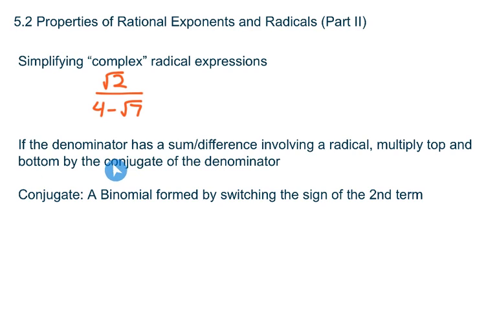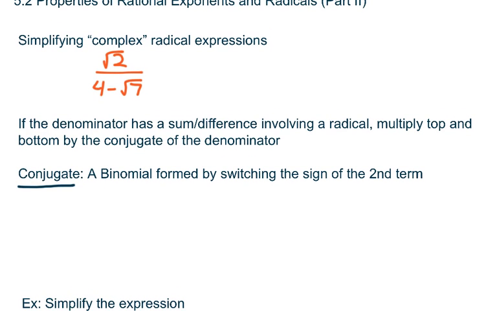So that's what this little note right here says. If the denominator has a sum or difference involving a radical, and that would be what this is, what we're going to do is multiply the top and the bottom of the fraction by the conjugate of the denominator. And the question then becomes, what's a conjugate? Well, I've got a definition for you. It's a binomial formed by switching the sign of the second term.